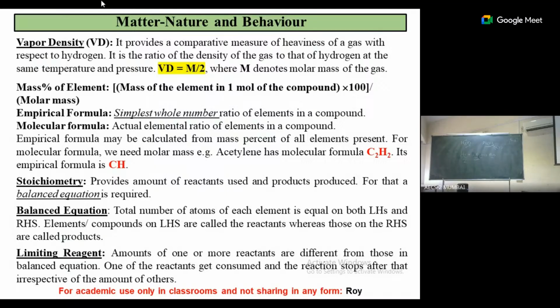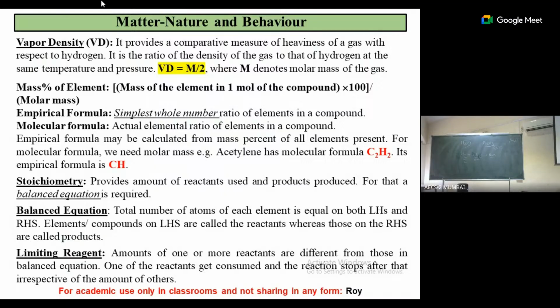For that we need molar mass. Empirical formula into some factor should be molecular formula, right? So for that we need the molar mass, and molar mass can be derived from vapour density. We determine it by that. There are some other ways also, like mass spectrometry. There are some standard relations that we can get.